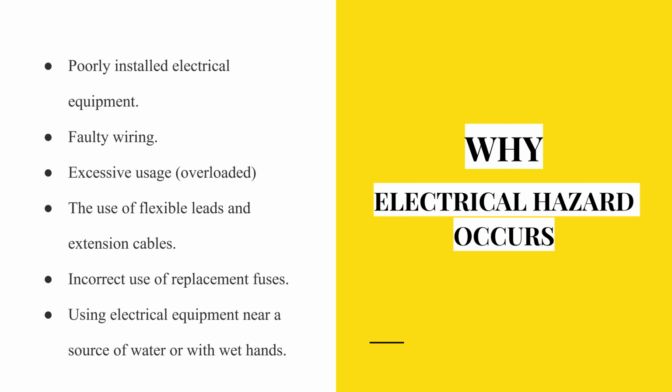Why does electrical hazard occur? Most office environments are considered low risk in terms of electrical hazard, particularly when compared to other industries. While this may be true, it does not make the hazard any less significant. Most electricity-related injuries are typically the result of poorly installed electrical equipment, faulty wiring, overloading, the use of flexible leads and extension cables that are prone to damage, incorrect use of replacement fuses, and using electrical equipment near a water source or with a wet hand. The most common causes of electrical hazard in office environments are faulty equipment, unsafe installation, or misuse of equipment.